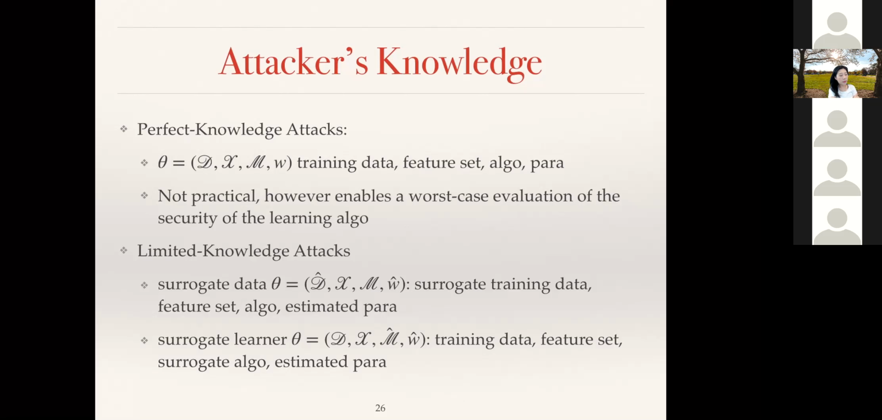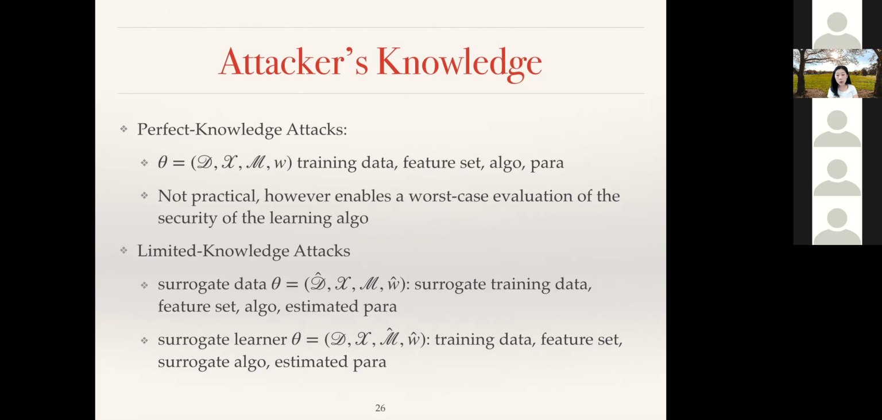There are also limited knowledge attacks, and those are more practical. There are two types of them. One is the surrogate data, and the other is the surrogate learner. Based on the name, surrogate data just means that you don't know the training data, but you have a surrogate. So you have an estimation of the training data, or you can just devise your own training data set. You know the feature set, you know the input space, you know the learning algorithm, but you don't know the parameters. You can estimate the parameters though, right? If you know the learning algorithm, you can imitate the learner to estimate your own parameters. Although this will be computationally expensive, that's what you can do.